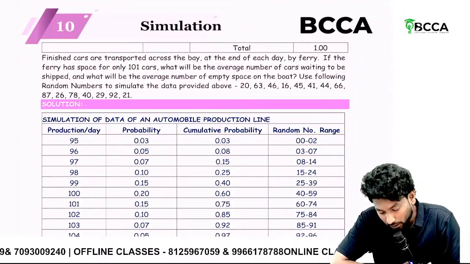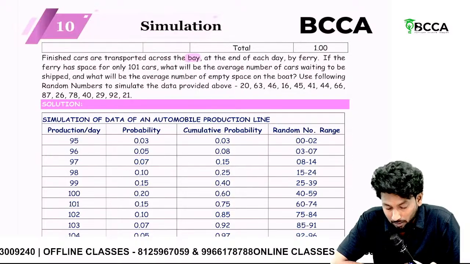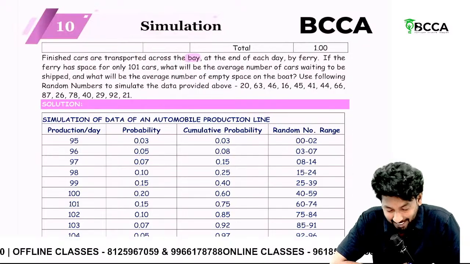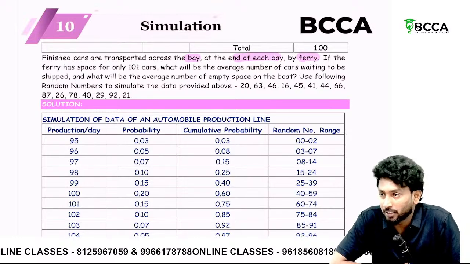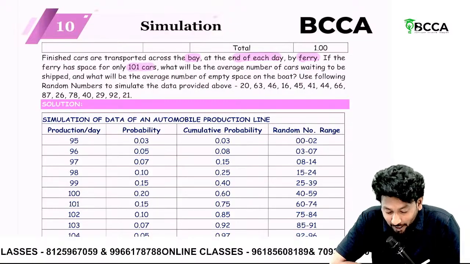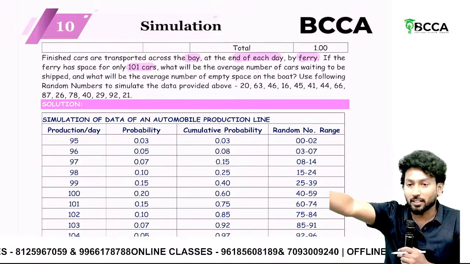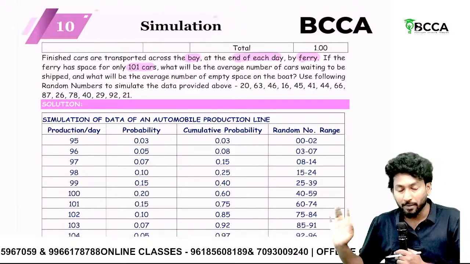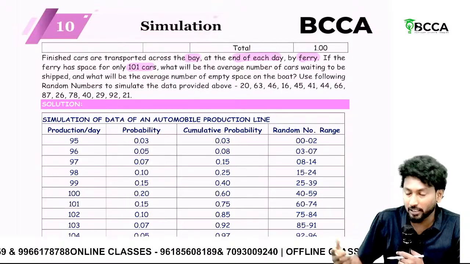Now see, finished cars are transported across the bay at the end of each day by ferry. Ferry means ship. If the ferry has space for 101 cars only. So what is the point they are saying? They will produce some cars, around 100, more than 100 or less than 100, in a manufacturing factory. At the end of each day they transport those cars on the ship, the ferry.